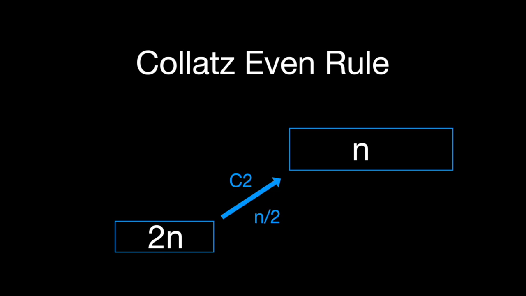So the Collatz even rule says if I've got something that's even, 2n, I'm going to divide by 2 and get n. That's pretty straightforward. But I want to construct a tree, so I want an inverted Collatz even rule. What that says is if I start with n, which is any integer, and I do the inverse, I'm going to multiply by 2 and end up with 2n. So n through the inverted Collatz even rule becomes 2n.